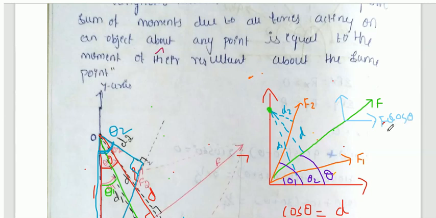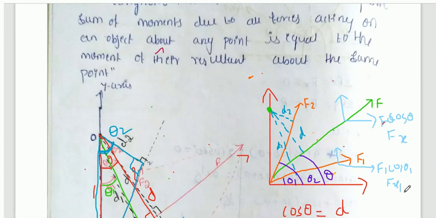So we can substitute F cos theta as the horizontal component of F, that is Fx. Yes, correct. Similarly, what is the horizontal component of F1? F1 cos theta 1, correct. So we can write it as F1x, or Fx1.